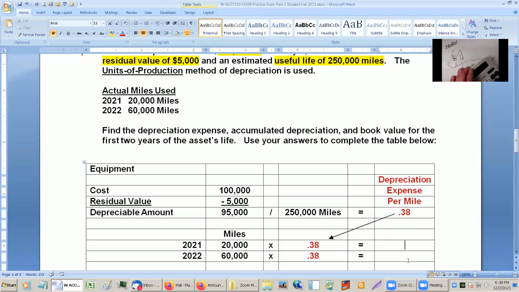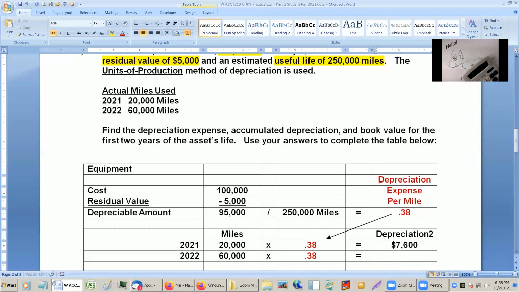Okay, so 38 cents times 20,000. 76, so 7,600. The depreciation. And 60,000 would be, well, 3 times that, right? 22,800. Oops.